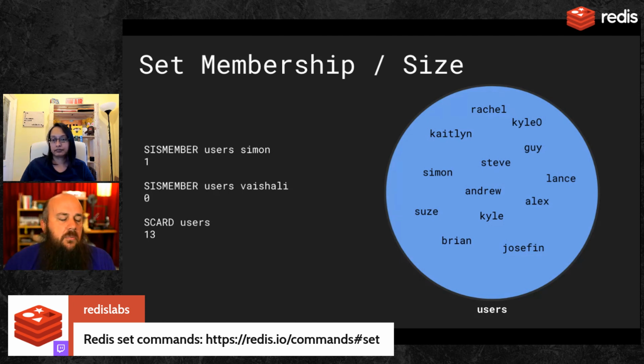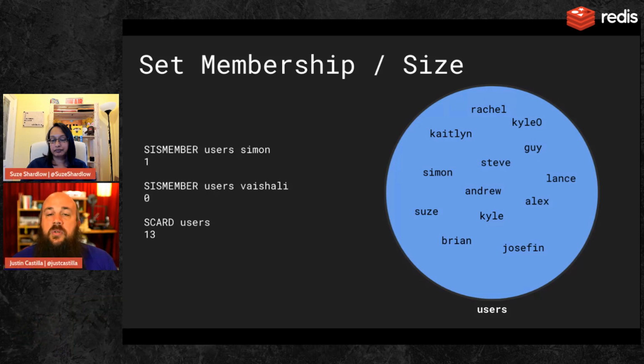And you can see that we're calling SISMEMBER users Vaishali. Now we're going to look for the string value of Vaishali in the user set, and it can't find it, so it's going to return a 0 or no. And then SCARD, also a fun command to just read out phonetically. SCARD is going to look for the cardinality of the actual set, and that's going to give the quantity of unique entities within that set. So that's going to return 13.